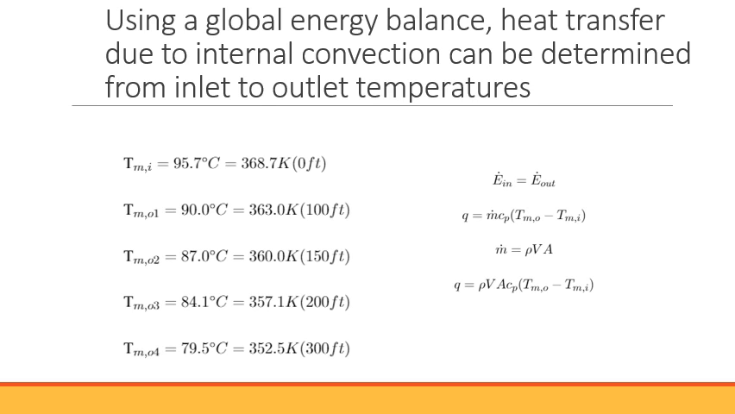Now, assuming that the only mode of heat transfer is convection, we can use an energy balance and the equation for global internal convection. We see that q equals m dot c_p times T_mo minus T_mi. Using the density, velocity, and cross-sectional area to find the mass flow rate, the first equation becomes rho V A c_p times mean outlet temperature minus mean inlet temperature.